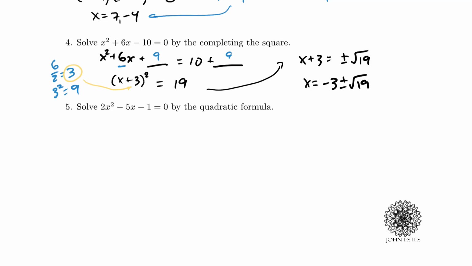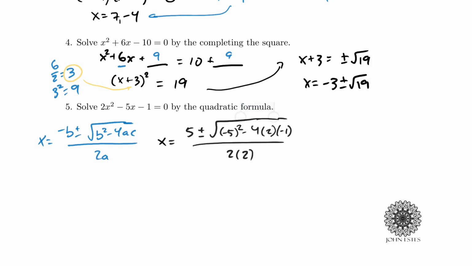Alright, for number 5, we're trying to solve this thing by the quadratic formula. So you got to remember what the quadratic formula says. And yes, you do have to memorize that. And so plugging in these values, I get something like this. That's negative b, which is positive 5, plus or minus the square root of b squared, that's negative 5 quantity squared, minus 4 times a, which is 2, times c, negative 1, all over 2 times 2.